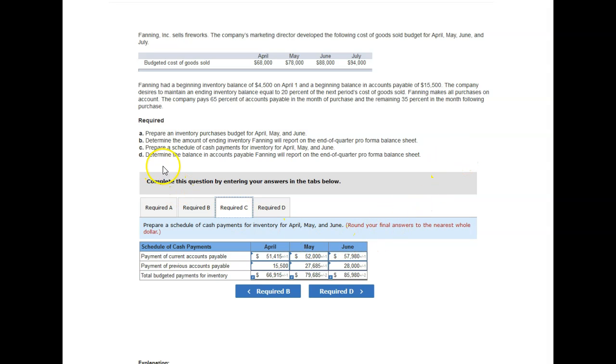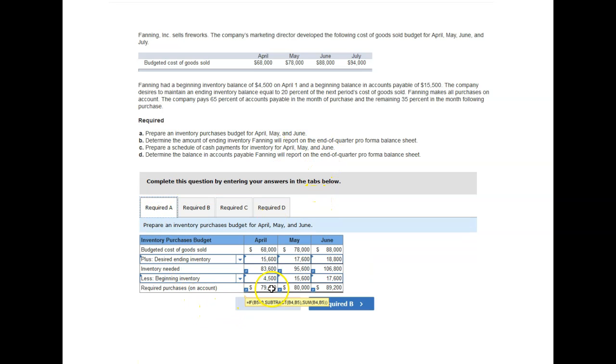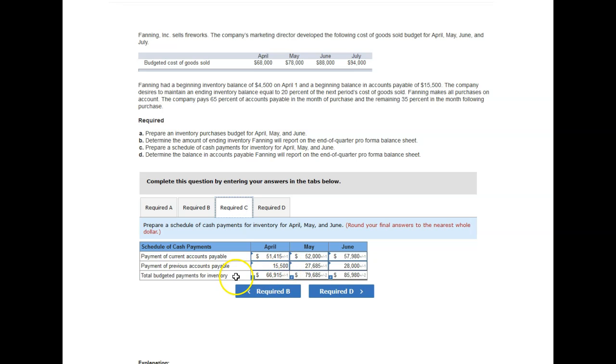Now for Part C, prepare a schedule of cash payments for inventory for April, May, and June. We computed back in Part A what we need to purchase. But now we're worrying about the cash flow. So how much cash is going to be paid out? Well, going back up to here, it says the company pays 65% of accounts payable in the month of purchase and the remaining 35% in the month following purchase. So let's look at this. This says that the payment of current accounts payable in April, let's see where we get this number from.